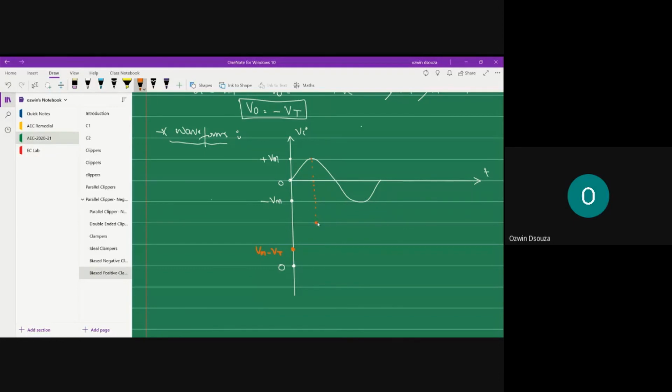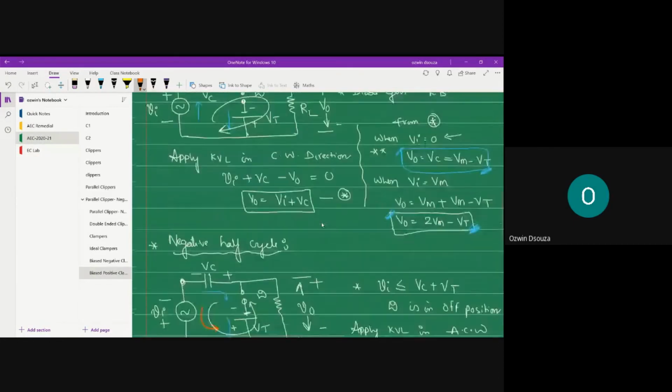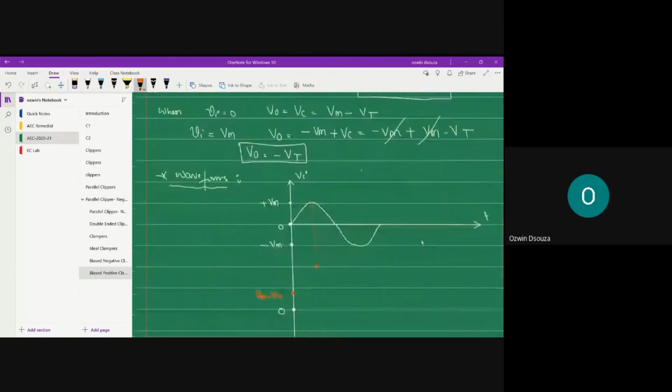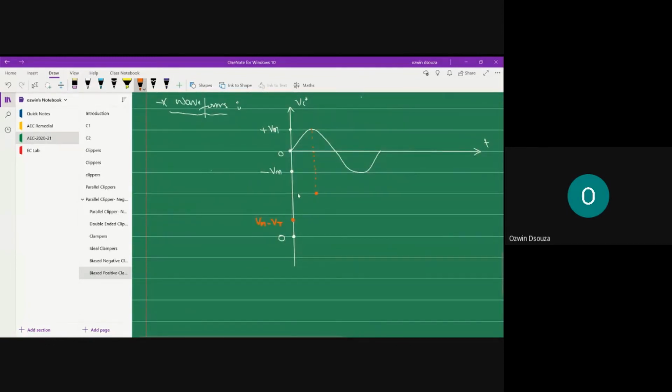On the other hand, when your input rises to Vm level, output will be at what level? In the positive half cycle, when your input rises to Vm, your output peak will be at 2 Vm minus Vt level. So that is somewhere here. And once again, when your input falls to 0, the output will be at Vm minus Vt level. So that's your positive half cycle of the output.